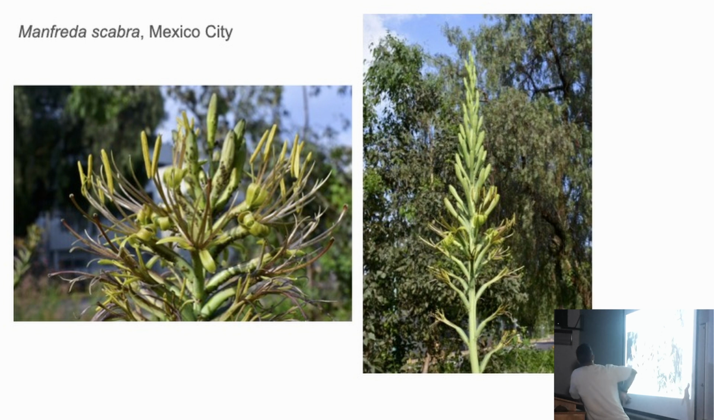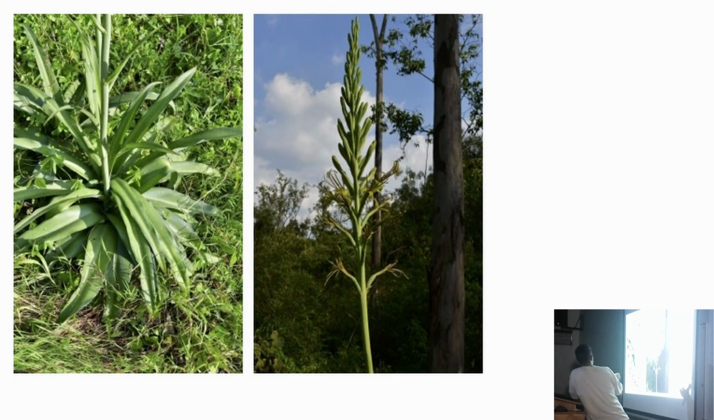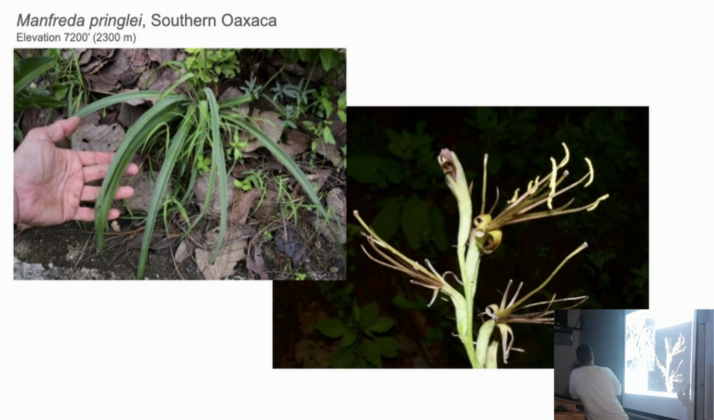This is on the UNAM campus in Mexico City. Manfreda, everybody knows Manfreda, hopefully. It's like a perennial agave, an herbaceous perennial agave. The leaves can die back and it can just go dormant. But these were like 8 feet tall on the lava flows. All of the UNAM campus is on a basalt flow. Here's Manfreda pringlei from Oaxaca. High elevation, 7,200 feet, growing on a roadside at the edge of a pine forest.